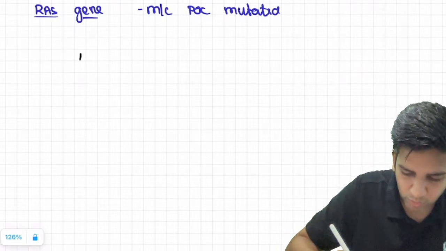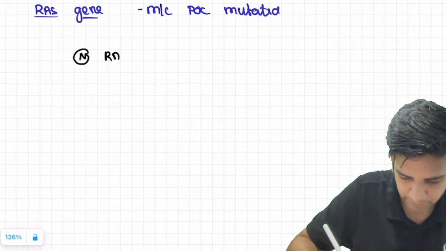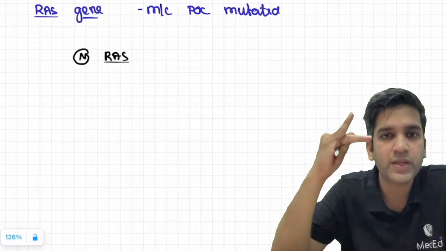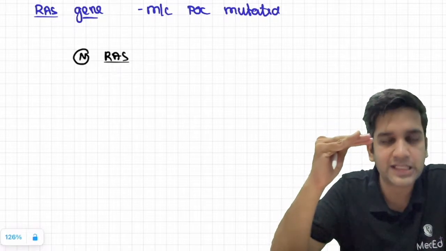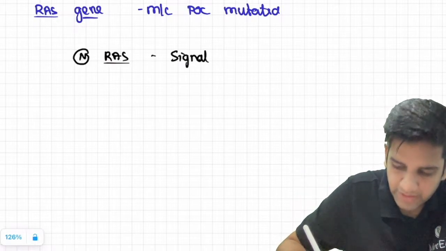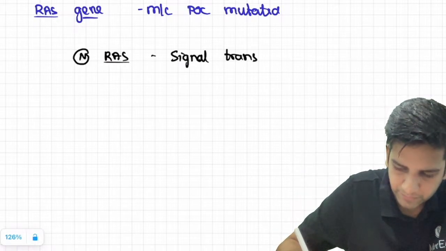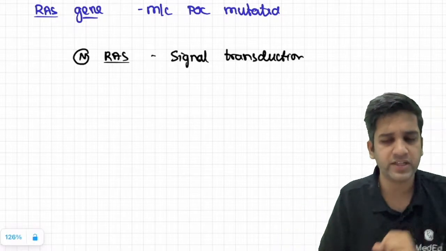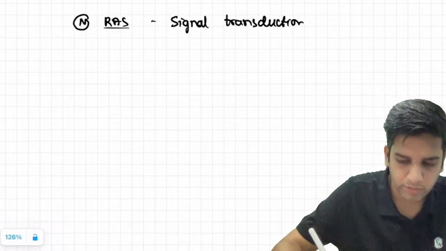Let's see how a normal RAS functions. Okay. So we saw multiple things. We had growth factors, we had growth factor receptors, then we have signal transduction proteins. RAS is a signal transduction protein. It helps in signal transduction. That's a protein in signal transduction. We'll see what a normal RAS does.